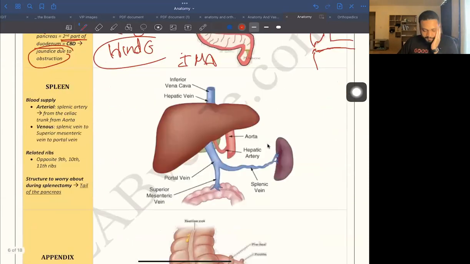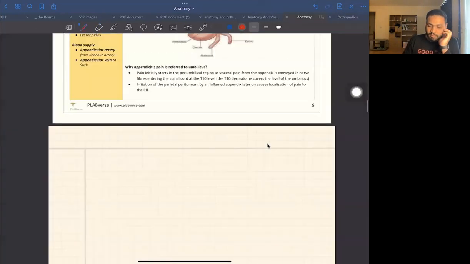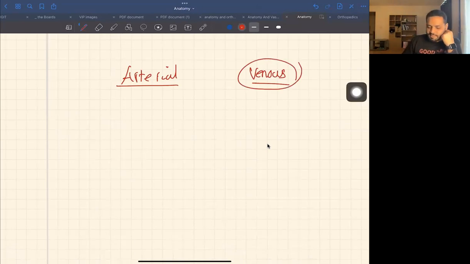Well, spleen. Your spleen is right there on the other side. Obviously, this is not your spleen, that's the liver on the right side. And here is your spleen. What is the blood supply of the spleen? When you're being asked about the blood supply of anything, you obviously mention number one, the arterial supply, and number two, the venous drainage.